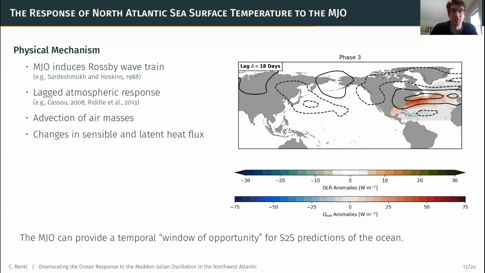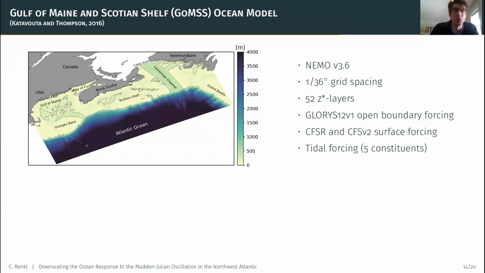on a regional scale. To do that, I'm using the Gulf of Maine Scotian Shelf model, or GOMS model, developed by Anna Katavuta. Here are just the model specs. I'm not going through them, but if you're interested in them, we can chat about them at some point.